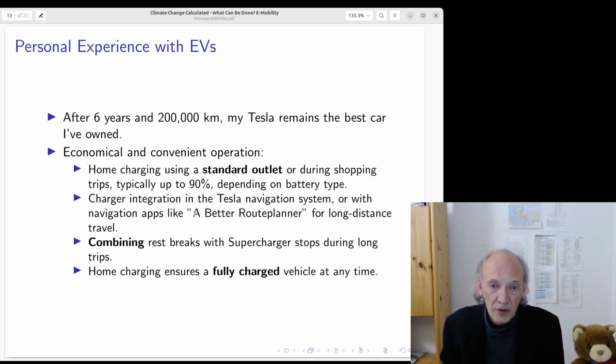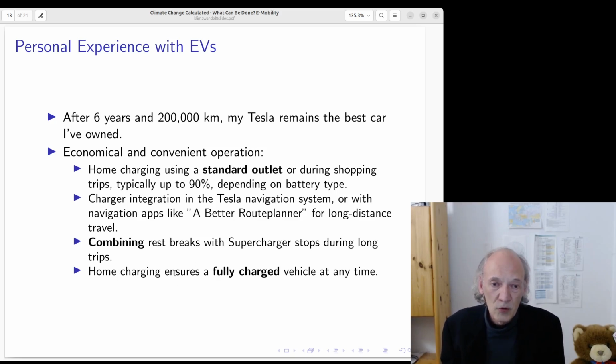For other cars, there's also A Better Route Planner. That's a smartphone app for long distance travel. And I usually combine rest breaks with supercharger stops. So when I'm at a supercharger, I go to a restaurant or a coffee, have my break, and relax, and then I continue with my long trip.